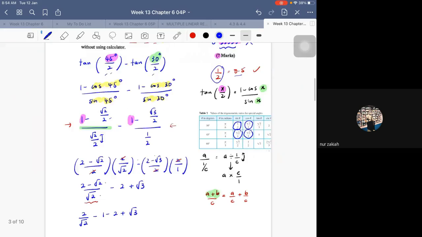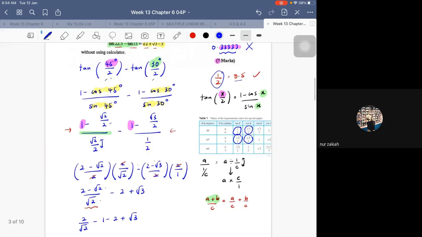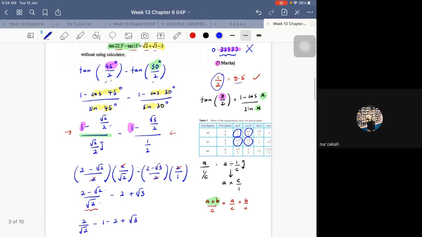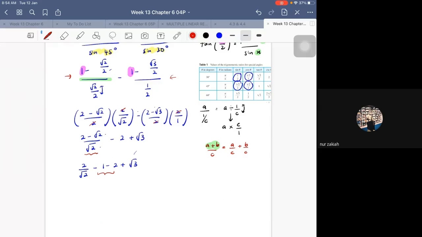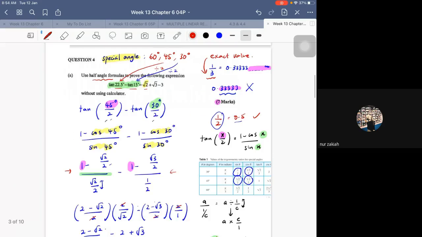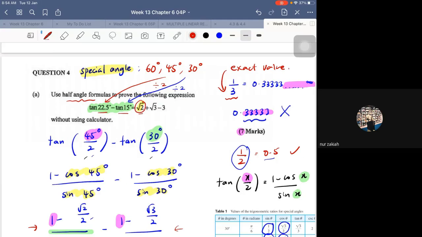Sekarang dah dapat dah bayang dia yang I kena prove tu. So we need square root of 3. So square root of 3 dah ada. So tambah 3. Oh no, it's going to be tolak 3, isn't it? So this is minus 3. So I already have minus 3. So form negative 1 minus 2. Okay, however, I don't have this form. So which is square root of 2.